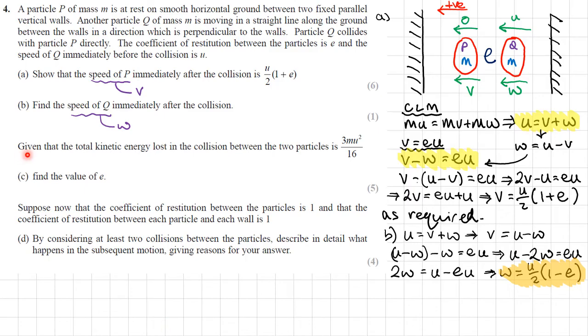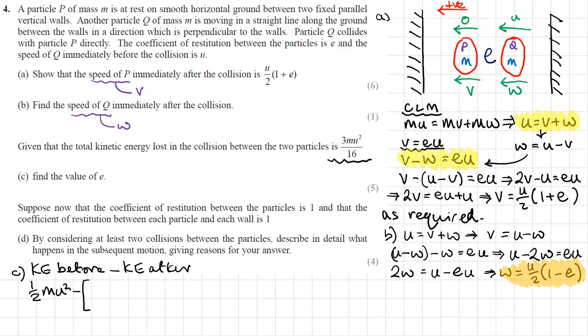Part C. Given that the total kinetic energy lost in the collision between the two particles is 3mu squared over 16, find the value of E. Right, so we know that the kinetic energy lost is going to be equal to the kinetic energy before the collision minus any kinetic energy after the collision. So before the collision it is just half mu squared, and then I subtract from that the sum of the kinetic energy after the collision.